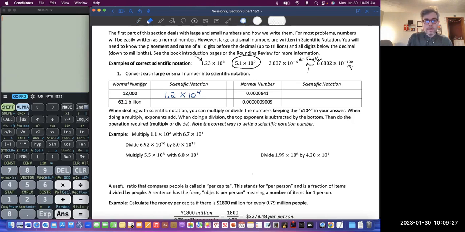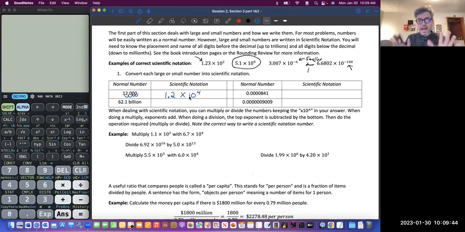Again, I move the decimal place 4 times. 1, 2, 3, 4. I got 1.2 times 10 to the 4th. They're the same number, but now it's in scientific notation. Right now, we're just learning how to convert numbers into scientific notation.